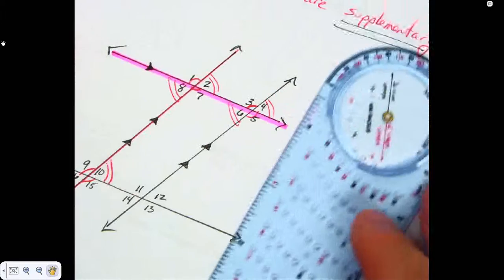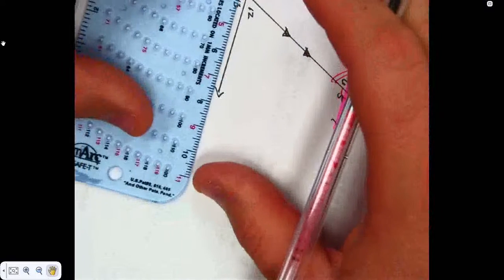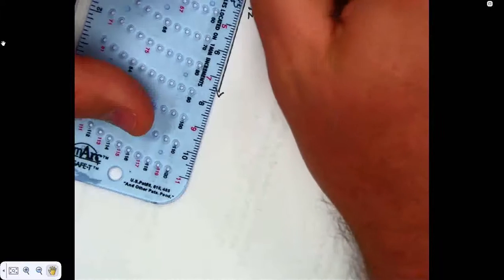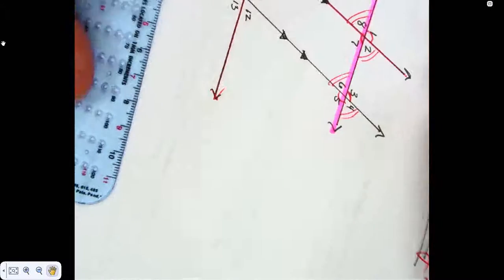Well, let's turn it like this now. And now let's make this our transversal. So we're going to completely ignore this one now, right?